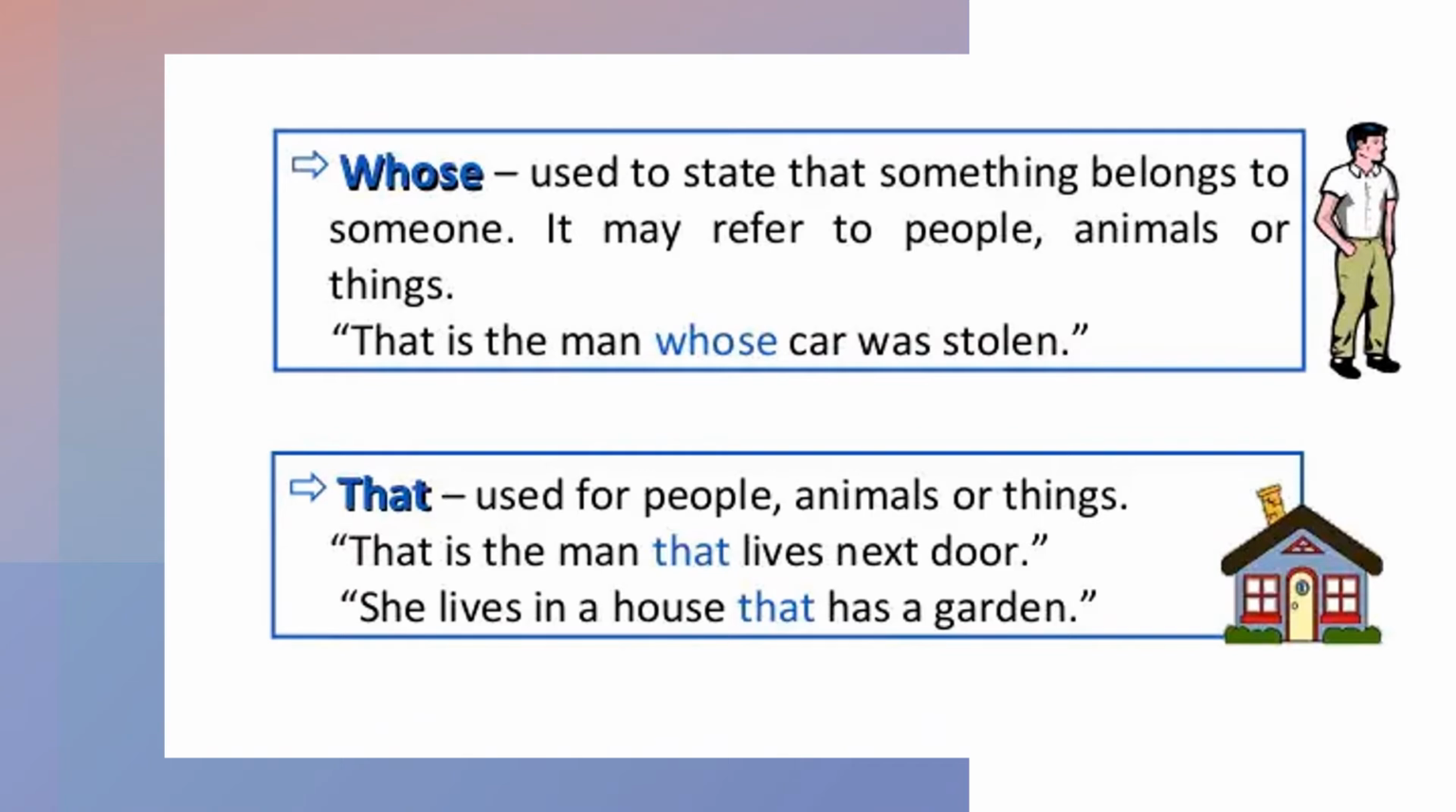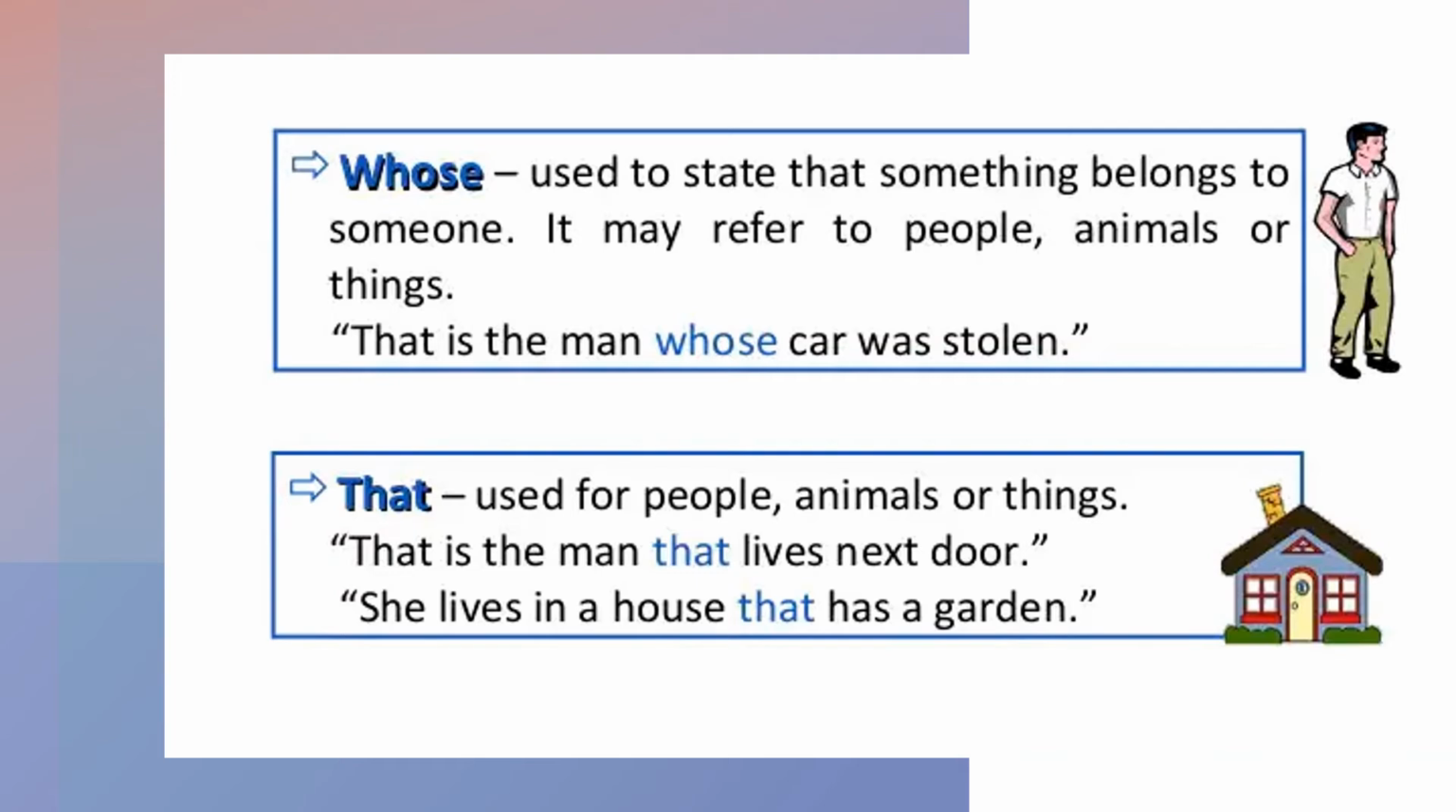Next, the next word in the relative pronoun is whose. Whose is used to state that something belongs to someone, and it may refer to people, animals, or things. It's quite different from who and which, because we want to show possession. For example, that is the man whose car was stolen.